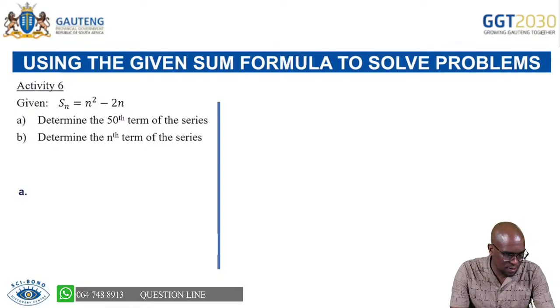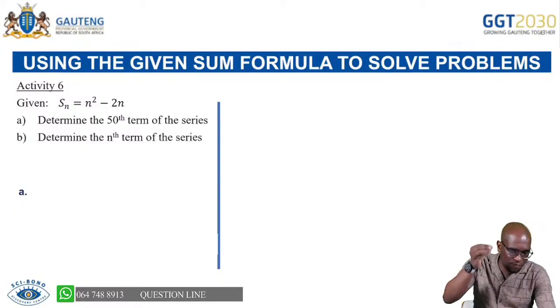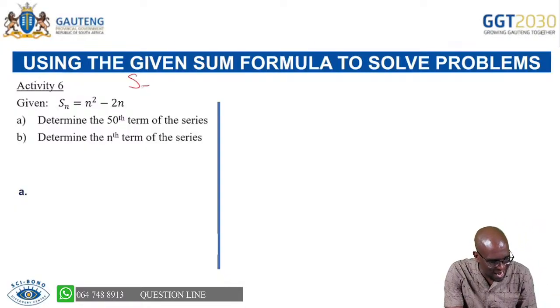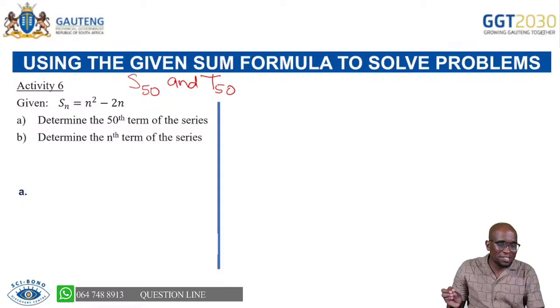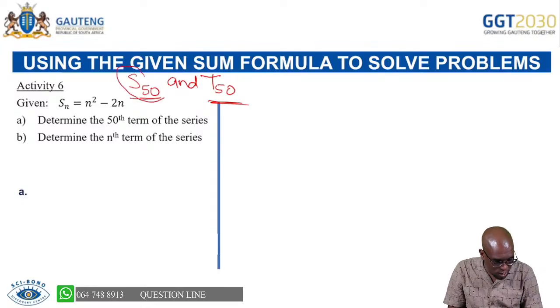We are given that S sub n is n squared minus 2n, and we want to determine the 50th term of the series as well as the nth term of the series. So you see, 50th term, not the sum to the 50th term. There's a difference between S sub 50 and T sub 50. If they say work out the 10th term of the series, they want this one. If they say work out the sum of the first 50 terms of the series, they want that. If they wanted this one, it was easier.